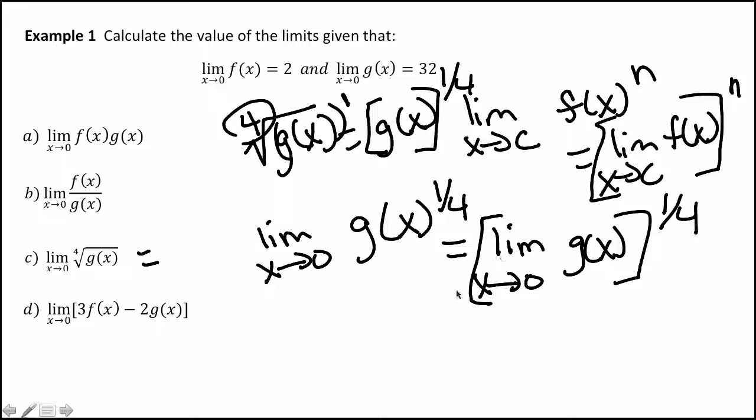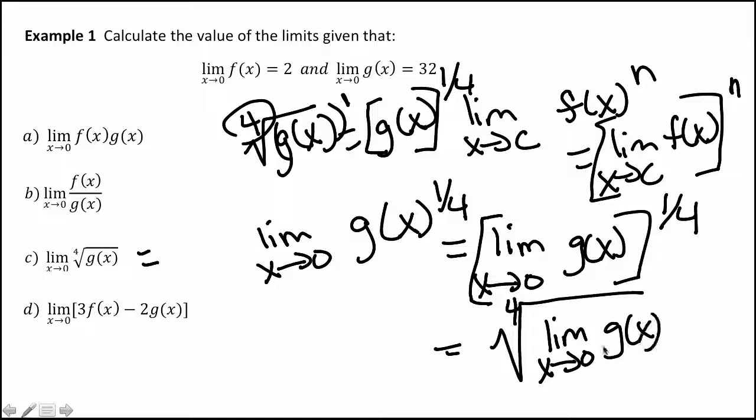Okay, or you can just say that this is the fourth root of the entire limit. You can do that. So we could just say the fourth root of, and then take the limit inside. So you can do that as well. Same process. And we know that the limit of g of x is 32. So we need to take the fourth root of 32.